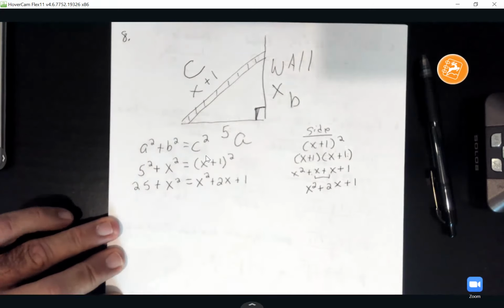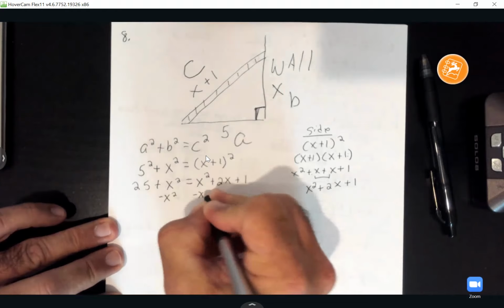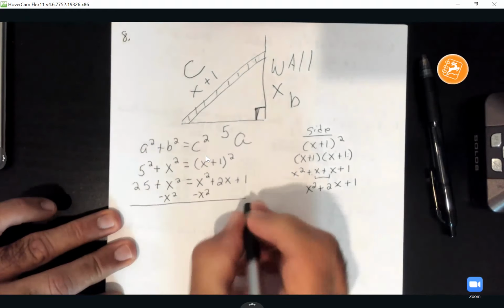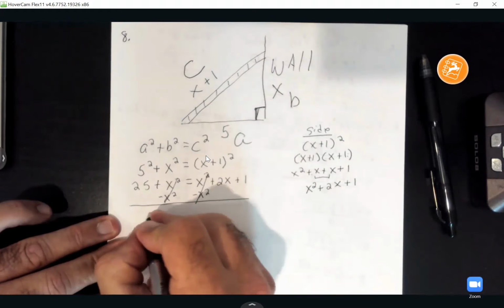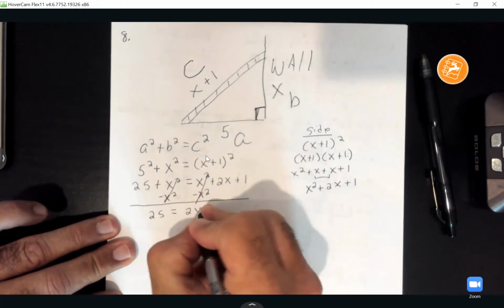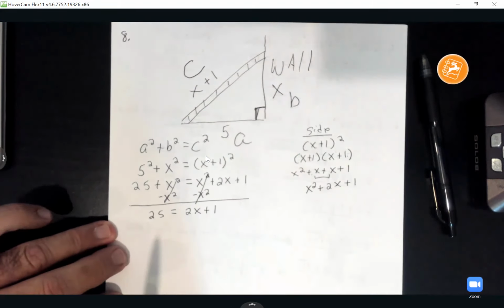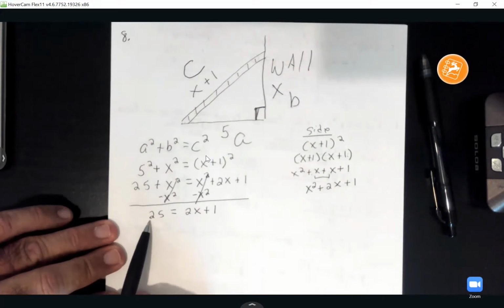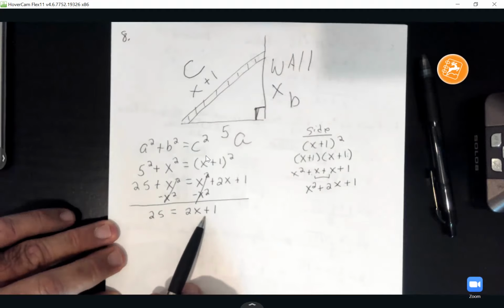All right, so now we're going to solve this. We're going to move the x squareds to the same side. But y'all look at that. X squareds cancel on both sides. So all that's left for me is 25 equals the 2x plus 1. At this point, the only thing different for y'all will be the 25. We're all going to have a 2x plus 1 on this side, okay?